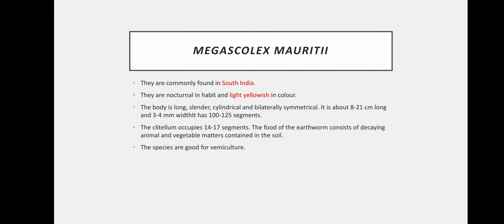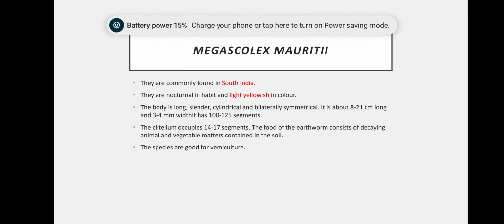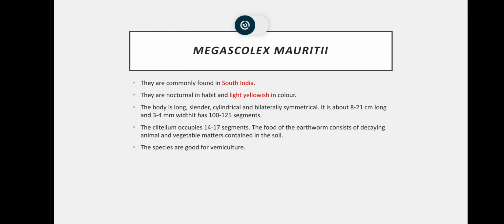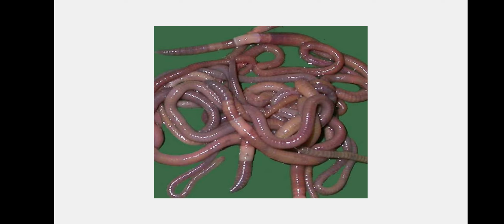This earthworm is Megascolex morrisi or Lampito mauritii. They are nocturnal in habit and light yellowish in color. The body is slender, cylindrical and bilaterally symmetrical, about 8 to 21 cm long and 3 to 4 mm wide, with 100 to 125 segments. The clitellum is in the 14th to 17th segments. The food is decaying animal and vegetable matter. The species is good for vermiculture. Not extensively used, but suitable for the vermiculture technique. This is Megascolex morrisi.